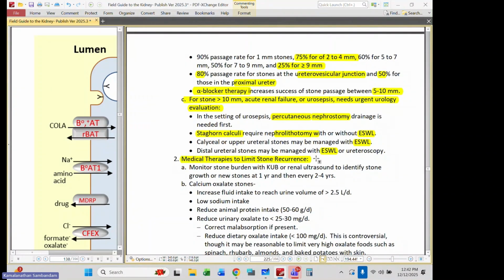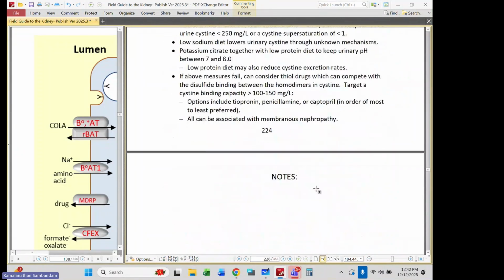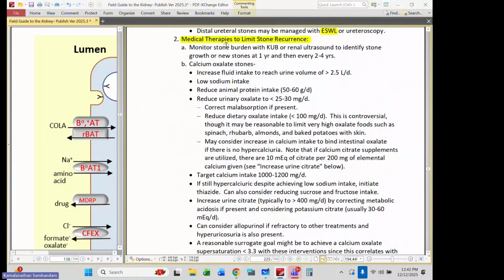Okay, let's move on to medical therapies for stone management. Looks like we're doing reasonably well on time. I can make it to the end here.